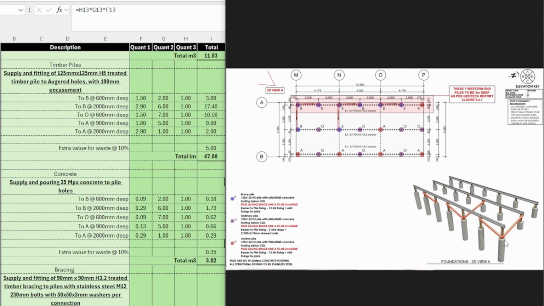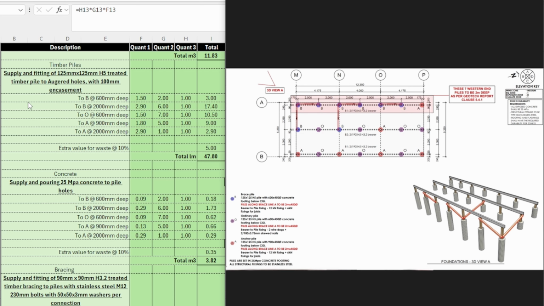And ground level will be from where the concrete ends up to the underside of the bearers. So we're supplying and fitting 125 mil by 125 mil H5 treated timber pile to augered holes with 100 mil encasement. So we need to base of the pile so that no water ingresses into the pile, and it just protects that.